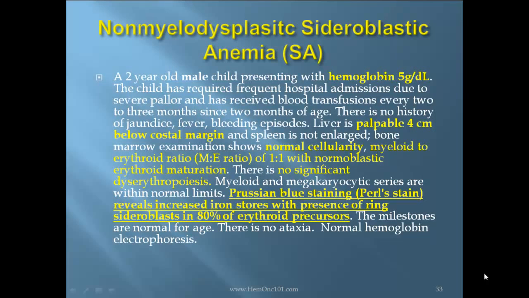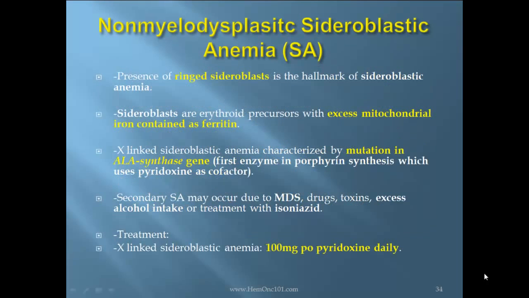And now keyword. Prussian blue staining reveals increased iron stores with presence of ring sideroblasts in 80% of erythroid precursors. Milestones are normal for age, no ataxia, and normal hemoglobin electrophoresis. Keyword is the increase in iron stores and ring sideroblasts. Presence of ring sideroblasts is a hallmark of sideroblastic anemia. Sideroblasts are erythroid precursors with excess mitochondrial iron contained as ferritin.